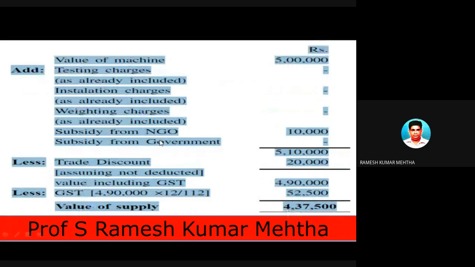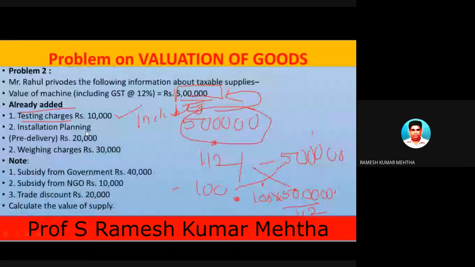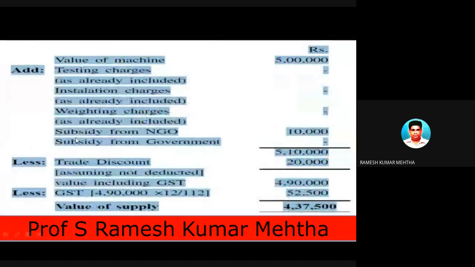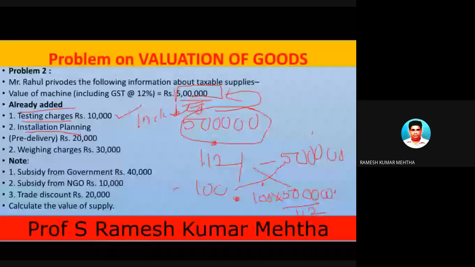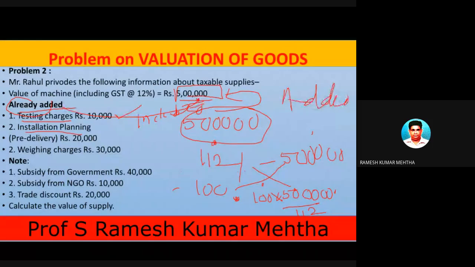So next one is installation planning or installation charges. Before that is pre-delivery. I already told that installation charges should be included, and it is already included. Installation charges are going to be incurred for the installation of the machine, and it is already added in this one. So you have to do nothing, but you have to give a note. Testing charges should be included in the value of the machine, and it is already included.